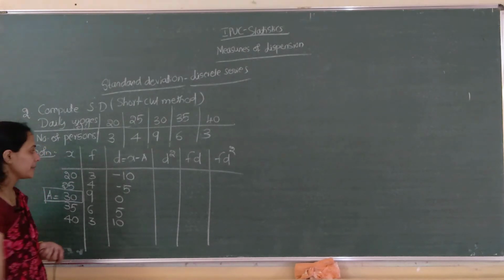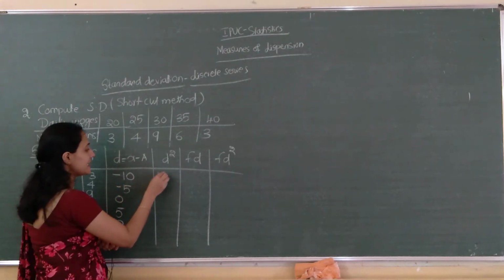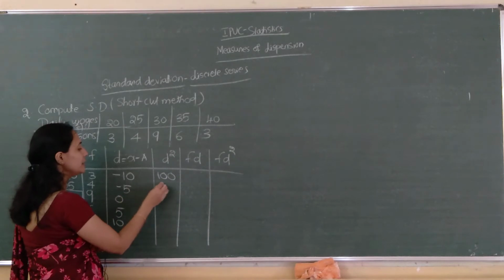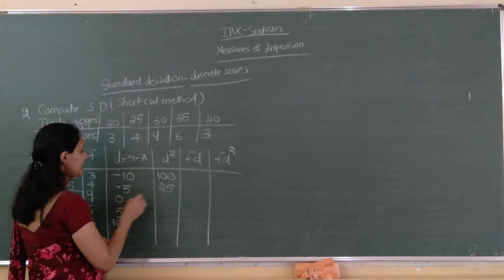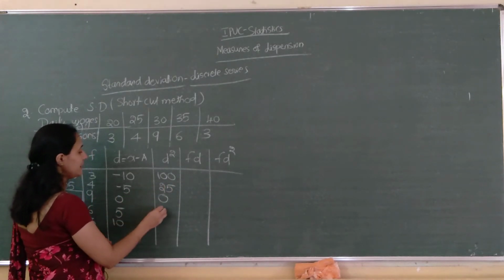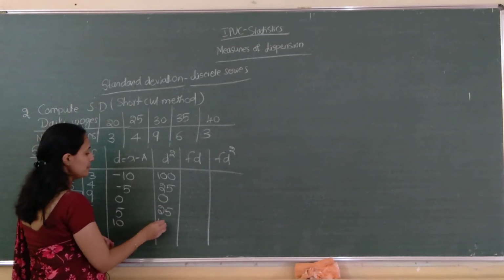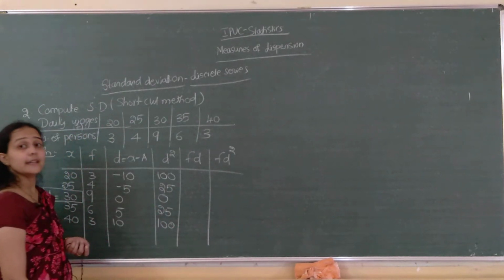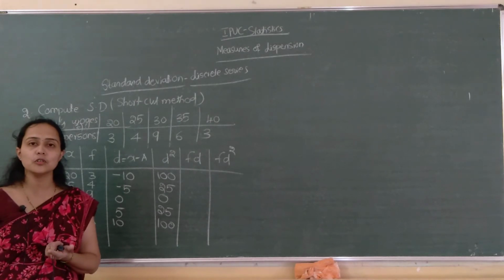D square: minus 10 into minus 10, 100. Minus 5 into minus 5, 25. 0 into 0, 5 into 5, 10 into 10. Correct? Next, F into D.